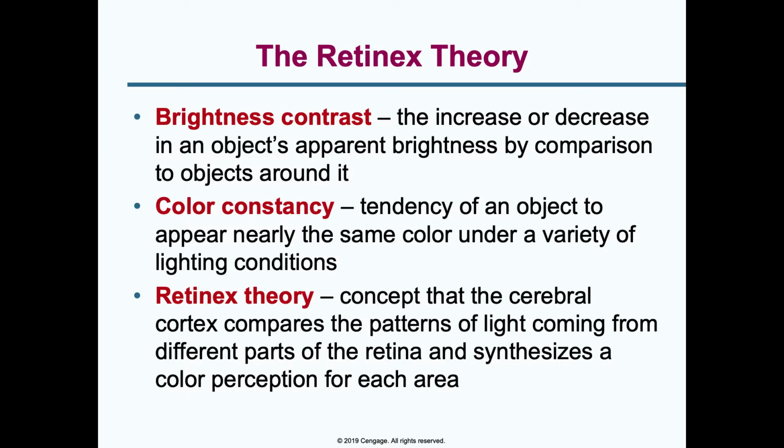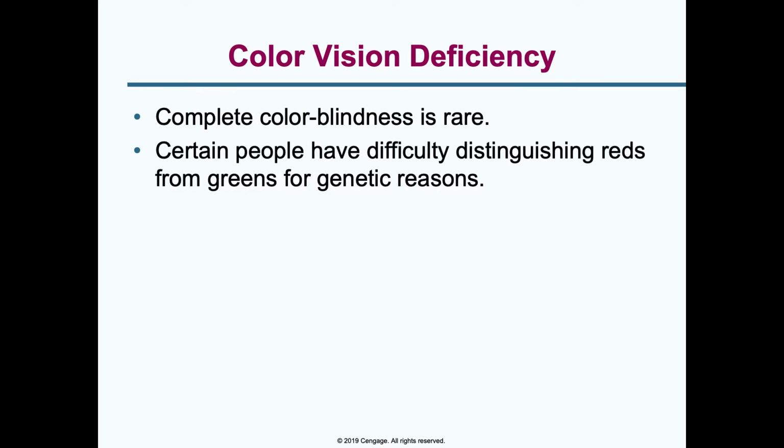Okay. So those are three theories of color vision. We also have these ideas of color vision deficiency. The idea of color blindness, where someone doesn't see any color, is very rare. Color blindness is where we can't distinguish color at all. Extremely rare for individuals to have this. However, certain people have difficulty distinguishing reds from greens, those particular two colors, and there are genetic factors for that.